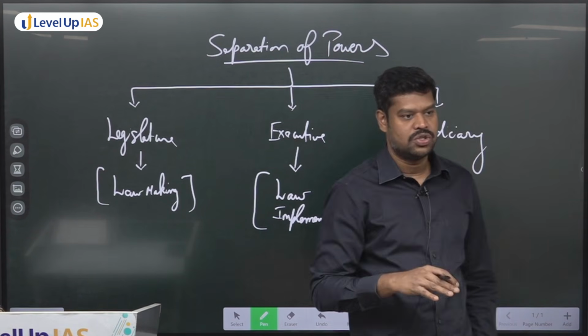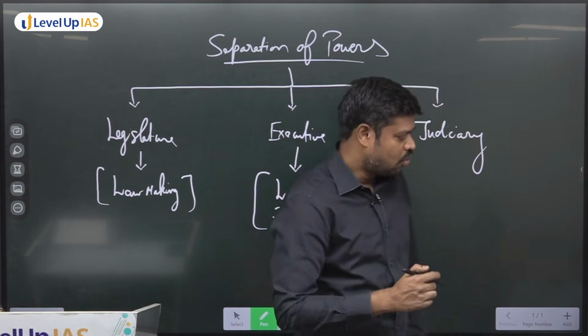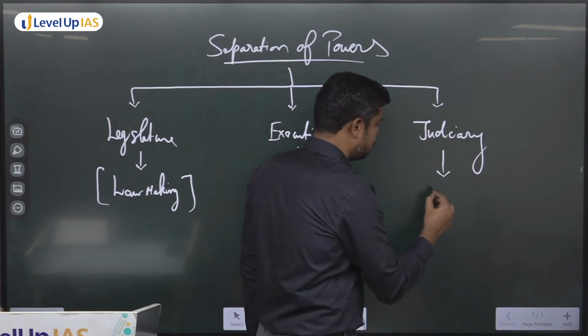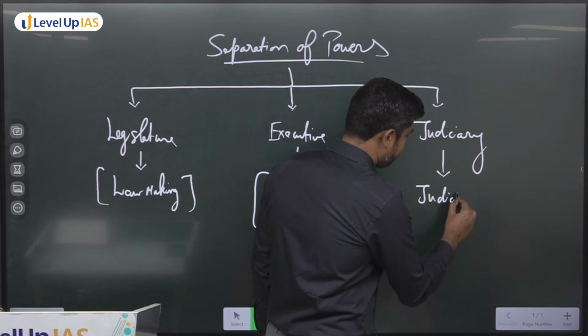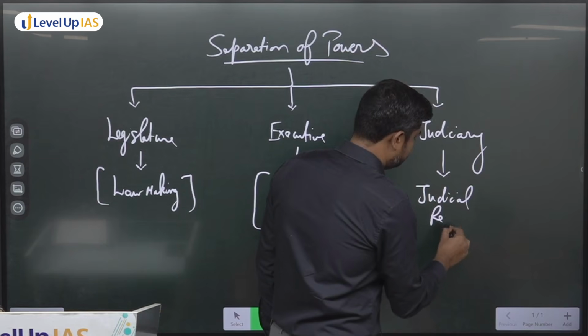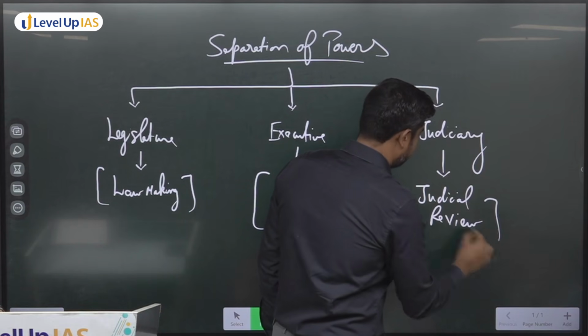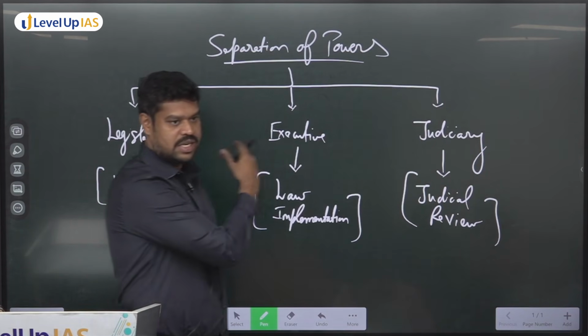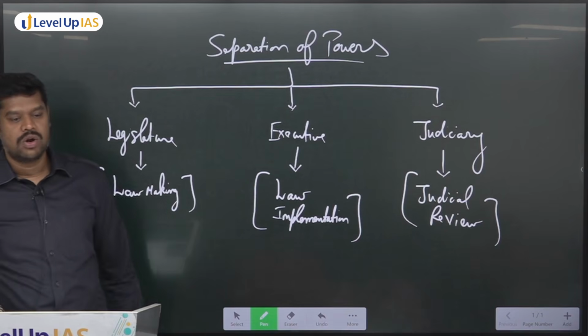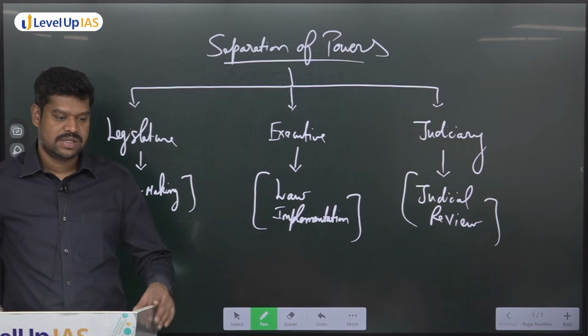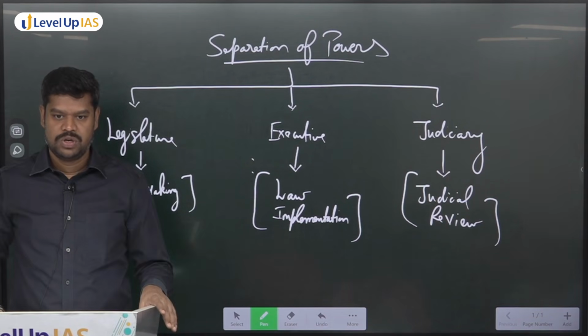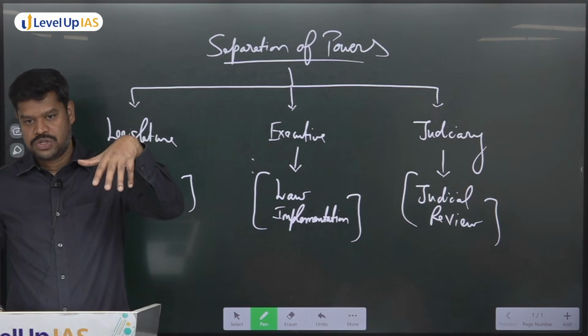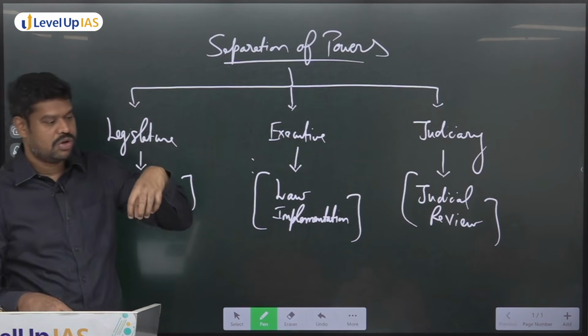It is the judiciary. So what is the role of the judiciary? The role of the judiciary is primarily to judicially review the actions of whom? The actions of both the legislature and the executive, so that they are not in violation of the provisions in the constitution. So who is ultimately to protect the constitution of India? It is the role of the judiciary.